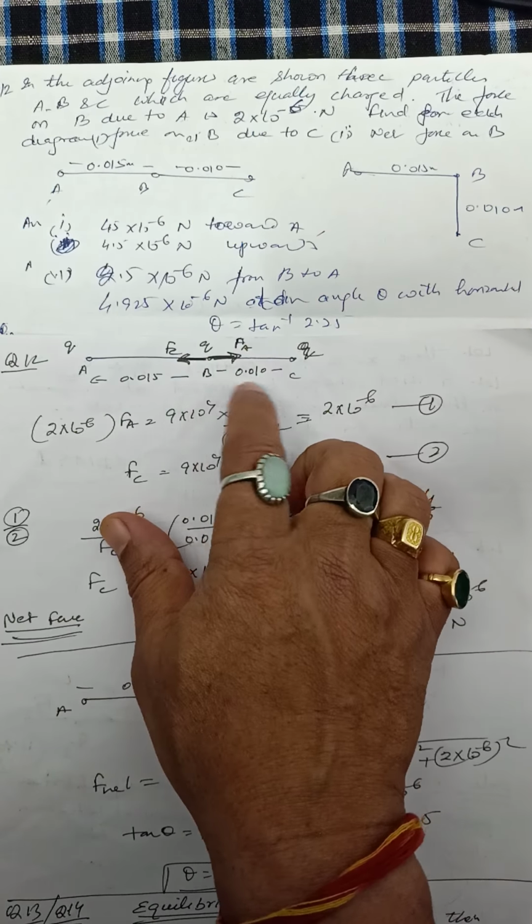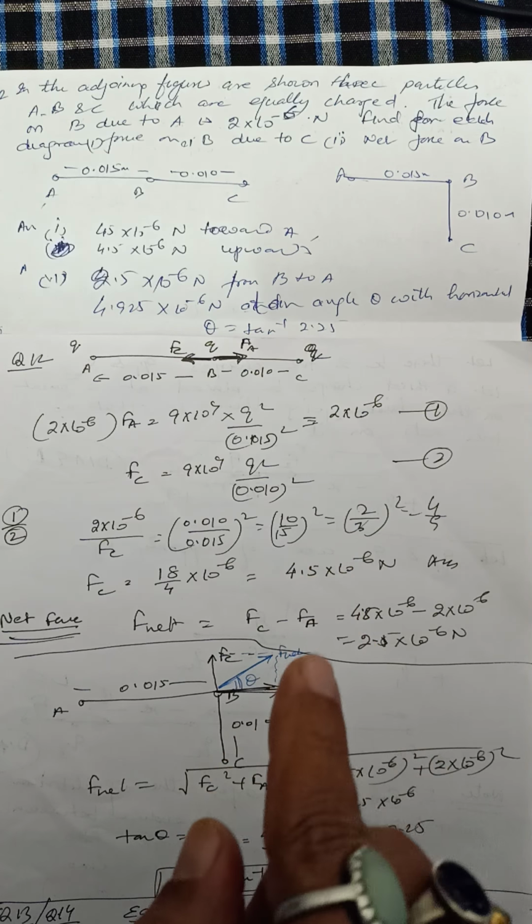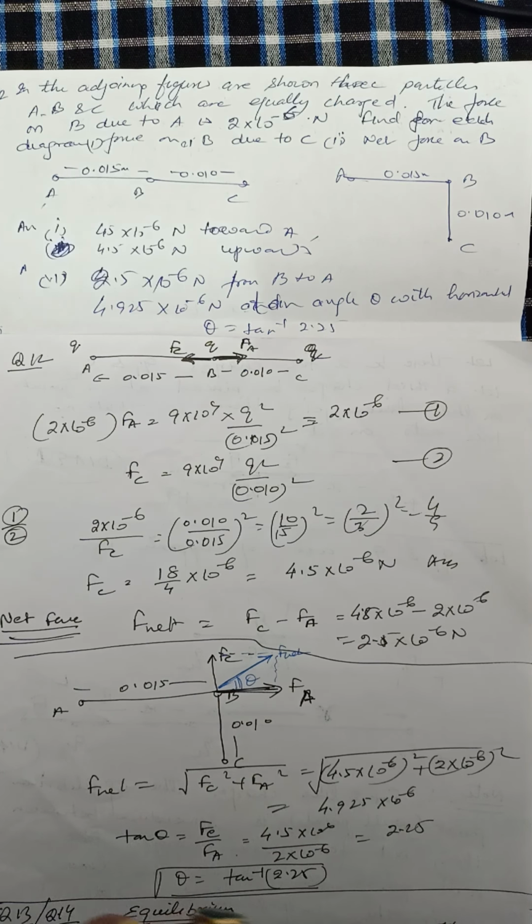In the first diagram, the force on B due to C is towards left, and the value is 4.5 × 10^-6. The same solution will be for the second diagram also. The answer will be 4.5 × 10^-6 Newton, but this time the force applied by C on B will be upwards. So for the second diagram, the value is the same, but the force is upward.